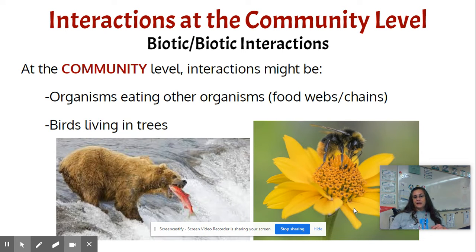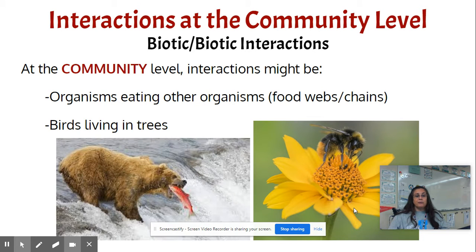At the community level, we still have biotic and biotic interactions. So we still have two things that are living interacting, but this time they would be different species. Okay, so it could be one thing eating another, like our bear eating the fish in this example, or the honeybee interacting with the flower, getting the pollen.